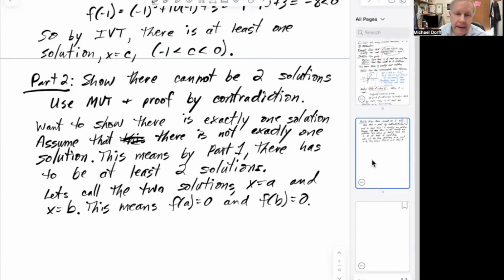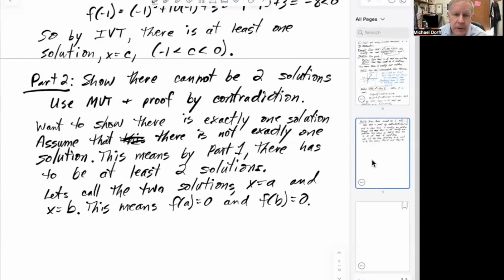All right, so we're assuming that there is not exactly one solution. We're going to do a proof by contradiction, so we're going to assume the opposite of what we're trying to prove. We're trying to prove that there's exactly one solution.